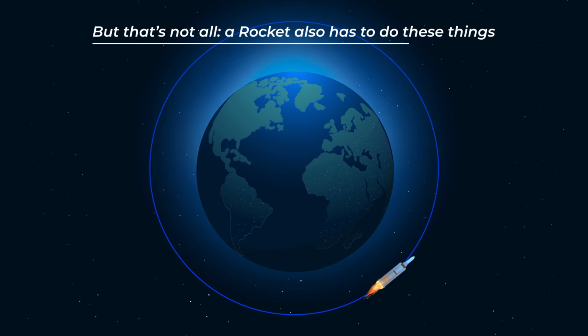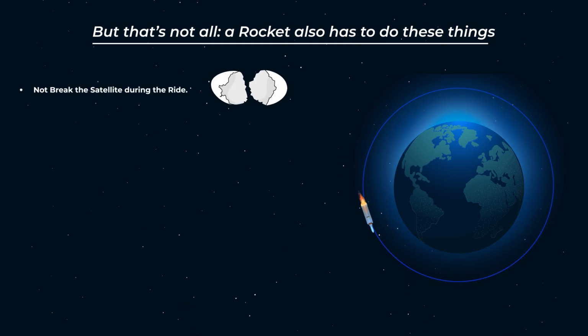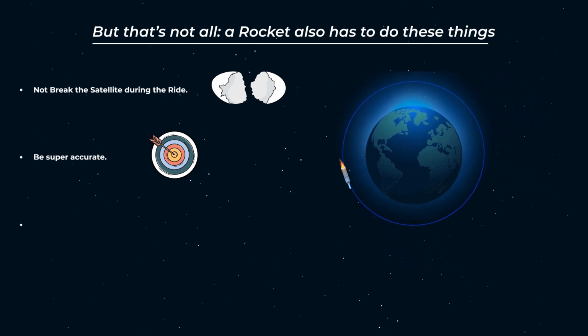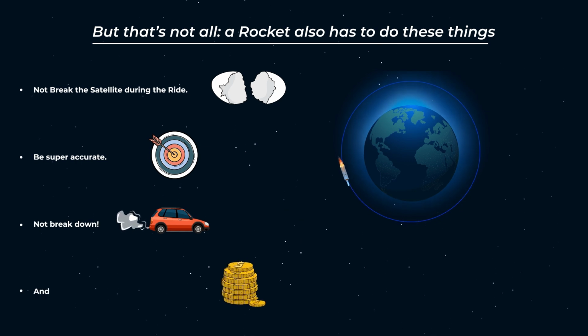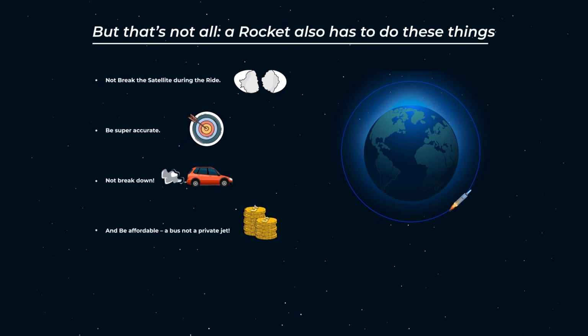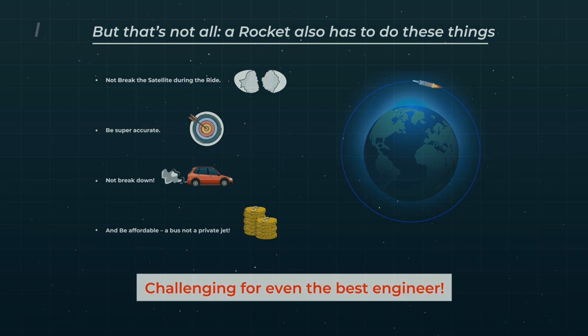But that's not all. As well as delivering that performance to push through the atmosphere and accelerate to reach orbital velocity, the rocket must not break the satellite during the ride. It must be super accurate in delivering its payload to a very precise orbit. It can't break down anywhere on the long road to space because there's no AA or RAC up there. And finally, it must be affordable, so not a private jet, but a bus. Doing all these things together is challenging for even the best engineers.